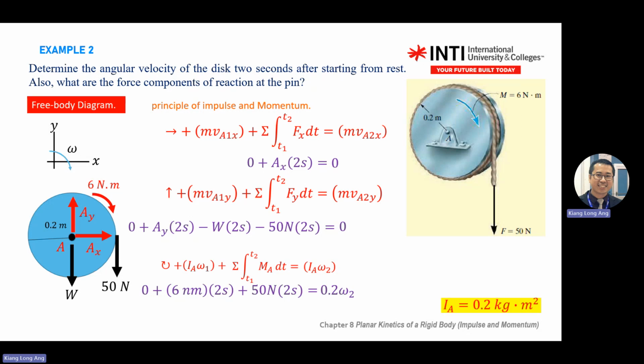Again, IA, I just straight away give 0.2. You calculate, right? IA equal to half mr square, or refer to the table. Okay, I just put it here. So you solve 3 simultaneous equations.